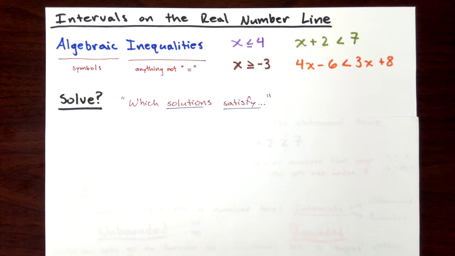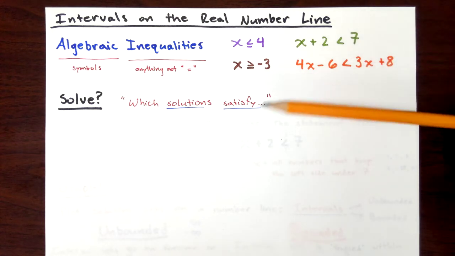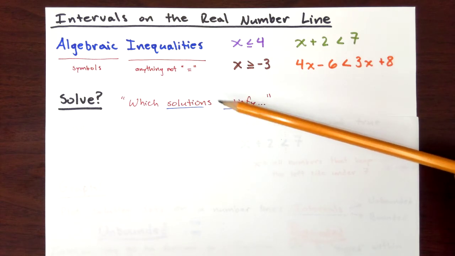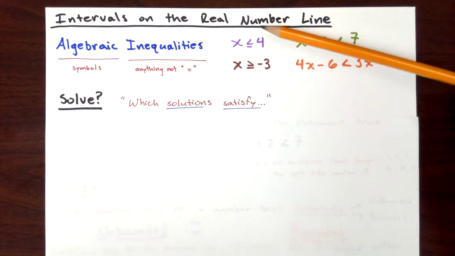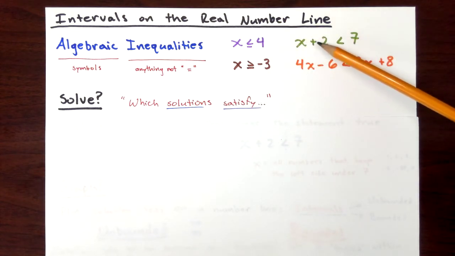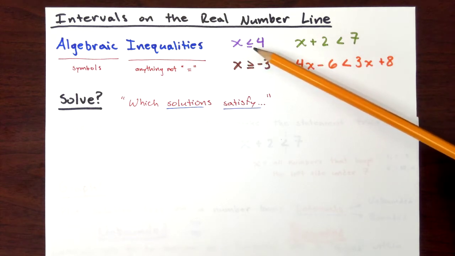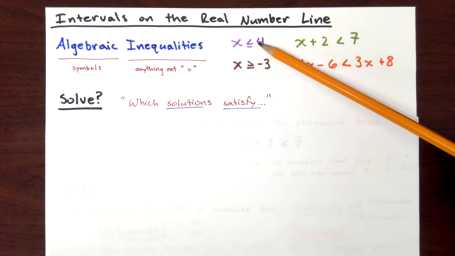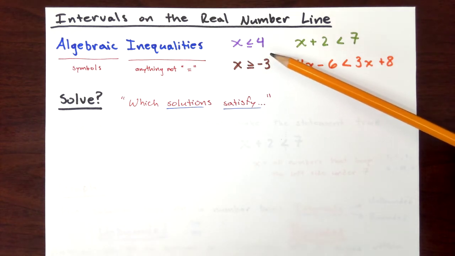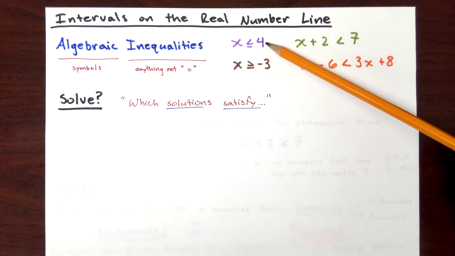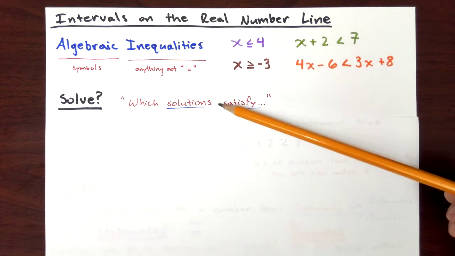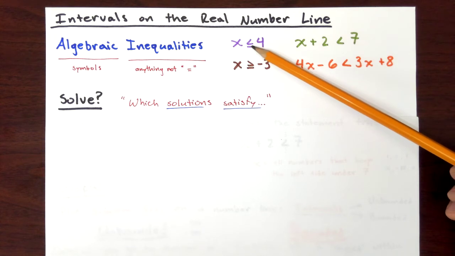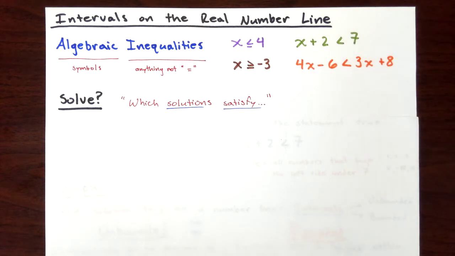Let's talk about how to solve algebraic inequalities. Solving algebraic inequalities is pretty simple when you just think about the phrase, "which solutions satisfy." Like how we were talking up here, if we have x is less than or equal to 4, a solution that satisfies this could be -3, or it could be -20, or it could be 4, or it could be 0. It would satisfy this inequality because any of those numbers are less than or equal to 4.